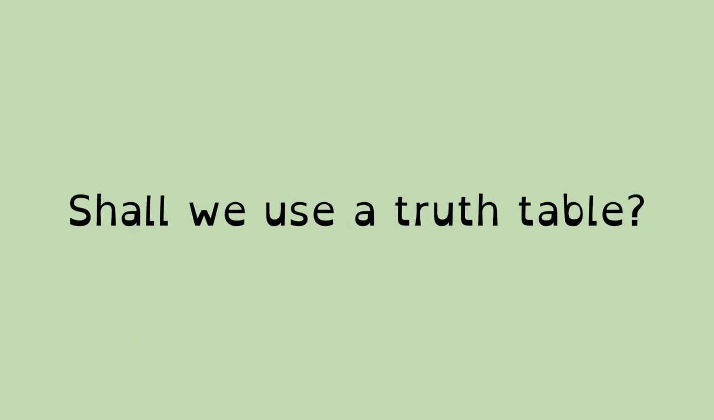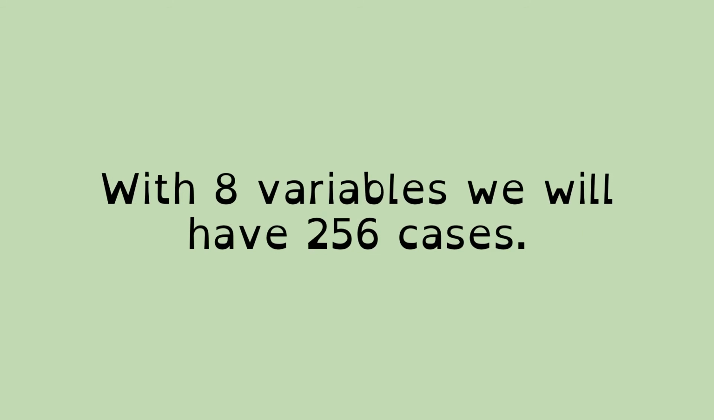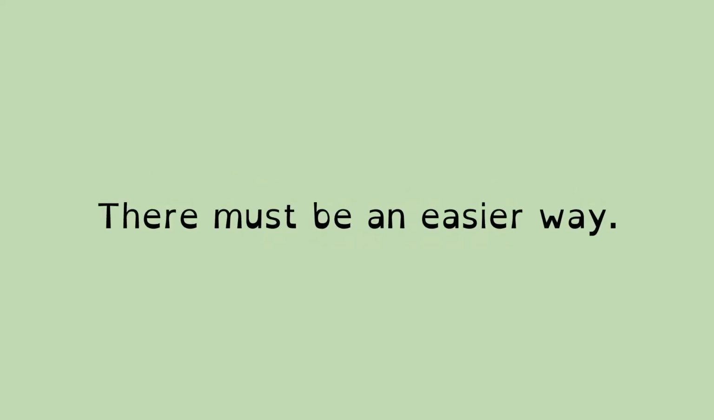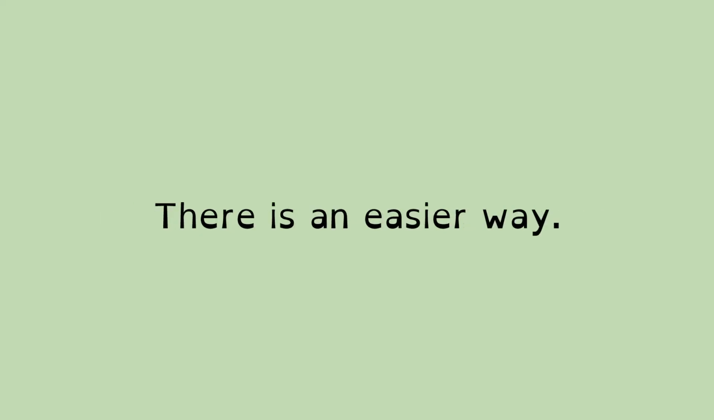So what next? Right, shall we use the truth table? You might know what truth tables are, you might not. If you do, thinking about this, we've got 8 variables. How many cases is that going to be? That's going to be 256 cases. That's a lot of cases. That's going to then give us a huge Boolean expression, which we're going to then need to try and reduce. I think it might be easier to approach this in a different way. In fact, there is an easier way, of course.